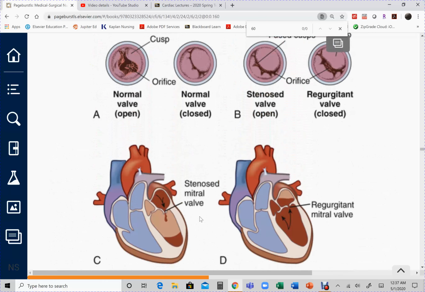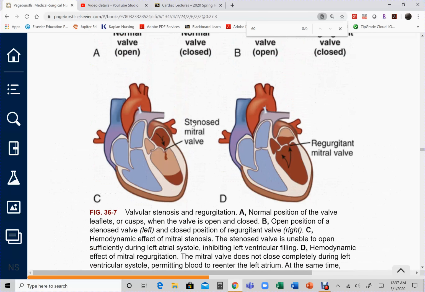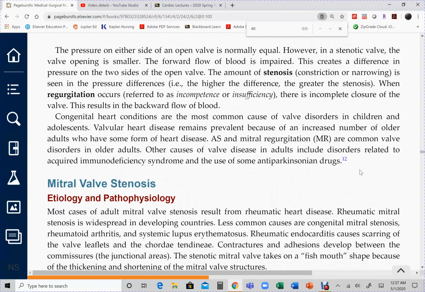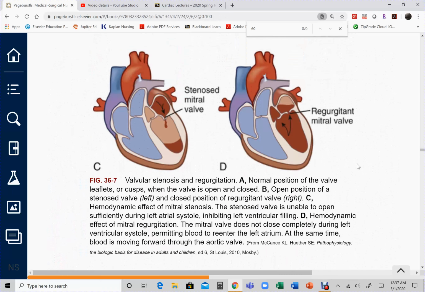This one though will have pulmonary congestion symptoms as well. I'm not saying this won't, because as this progresses, every time this contracts, more blood is pushed back into the left atrium, so this will also cause pulmonary congestion eventually. Long story short, it's going to cause heart failure.